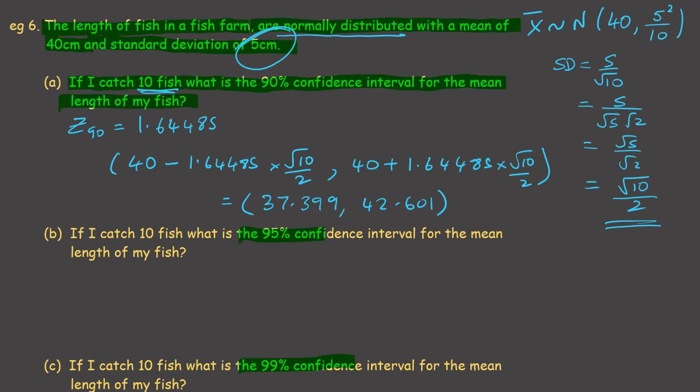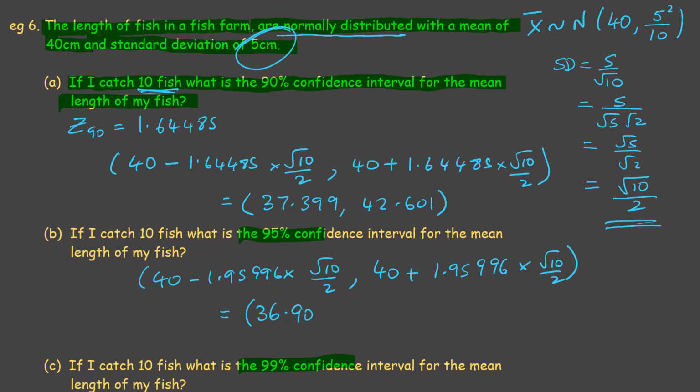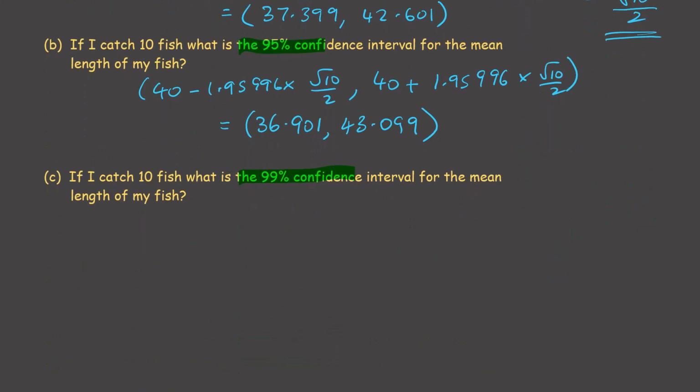and we just need to change the Z value to the Z95 value. So we have 40 take away 1.95996 times root 10 on 2, and 40 plus 1.95996 times root 10 on 2, and that gives us 36.901 and 43.099.